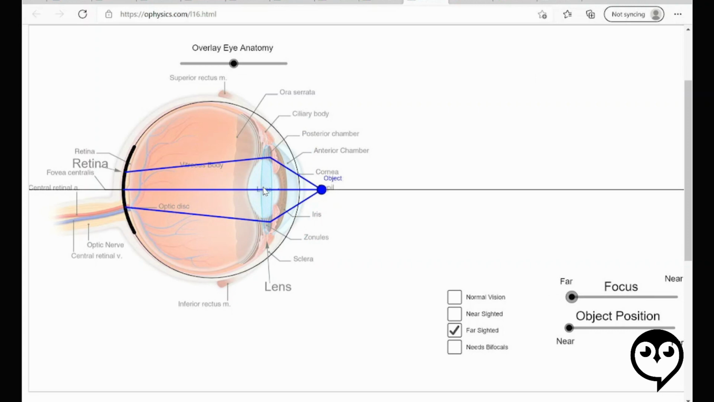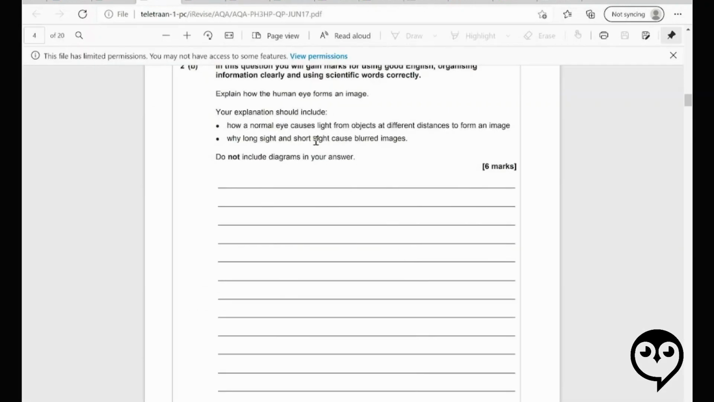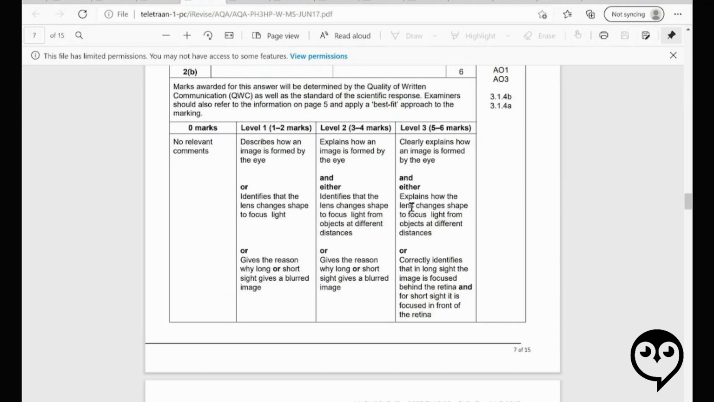Look at the shape of the lens. If you're looking at something very far away, your lens is practically flat. If you're looking at something close, muscles in your eyes make that lens bulge out a bit more. That's the kind of thing you need to be discussing here when you talk about how your lens normally works. We were kind of looking at the other one here.